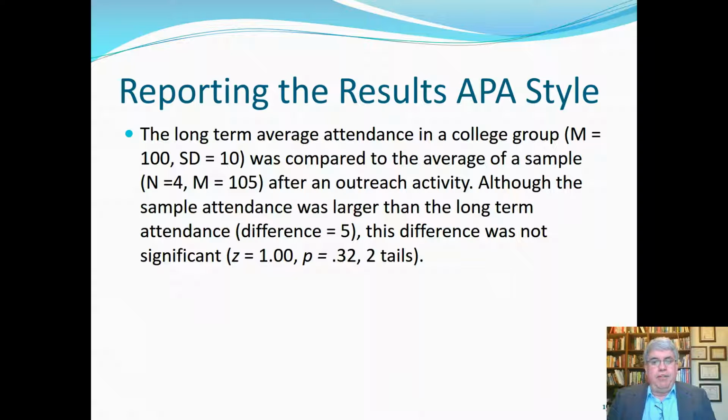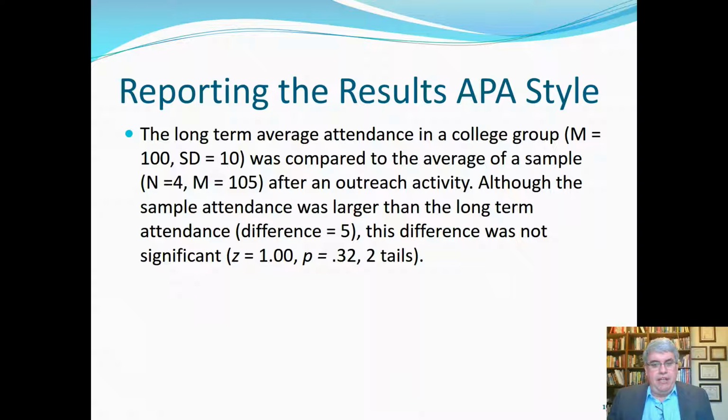So the long-term average attendance in a college group was compared to the average of a sample after an outreach activity, and then I give the information for the sample, n equals 4, mean equals 105. I gave the information for the population, mean equals 100, standard deviation equals 10, and I said that was compared to the average of a sample. That's what a Z-test does.